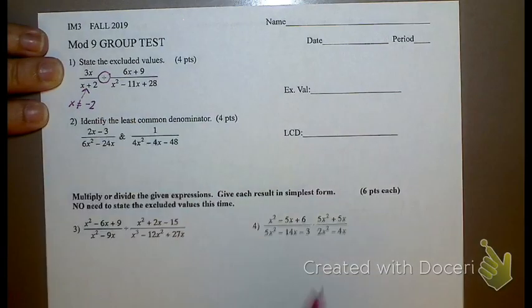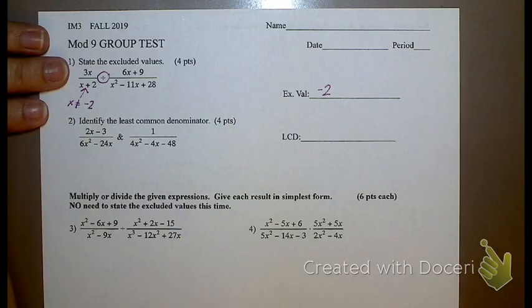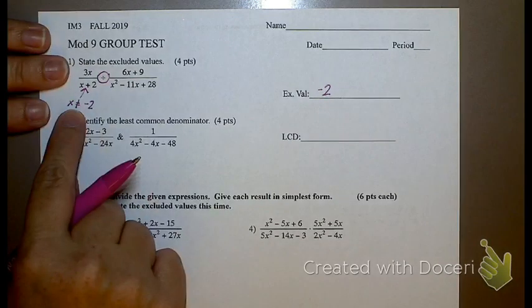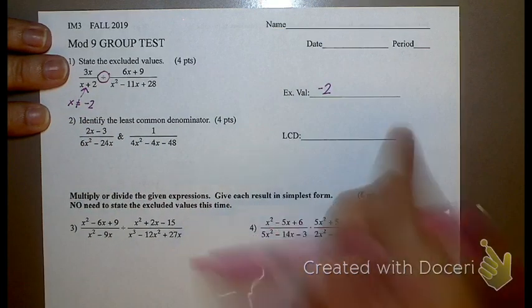-2. So I'm going to put -2 over here. By the way, when you're typing it in on the computer, you do not need to find the not equal to part. I will have a spot that says excluded values, and you can just list the numbers. Okay?